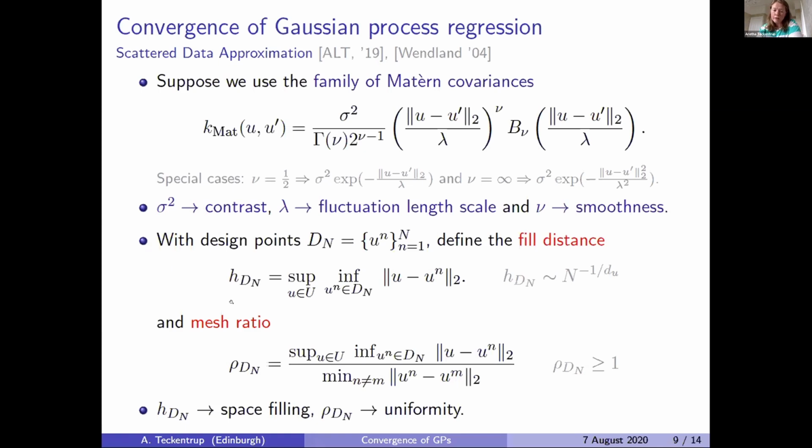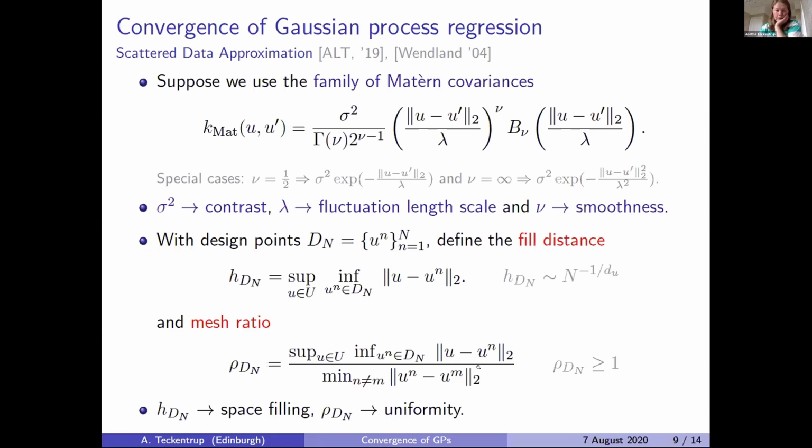Then the other thing is the mesh ratio. The mesh ratio measures how uniformly your points are spread. At the top of the mesh ratio, you actually have your fill distance, right? So you have the fill distance again in the denominator.